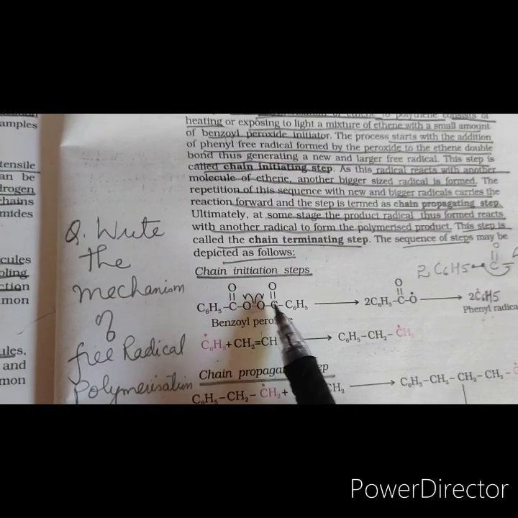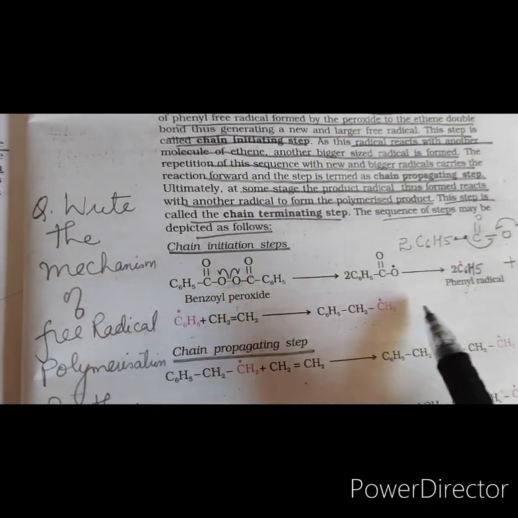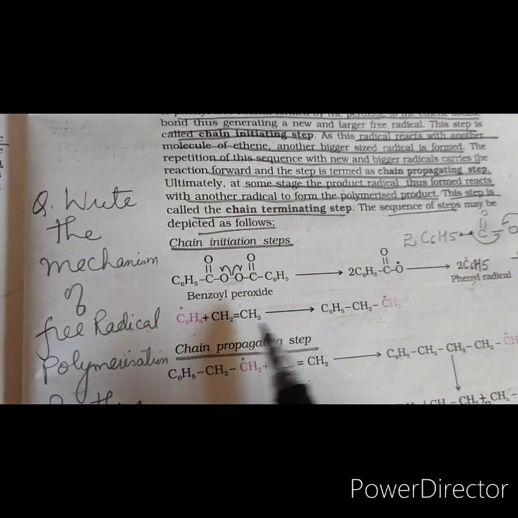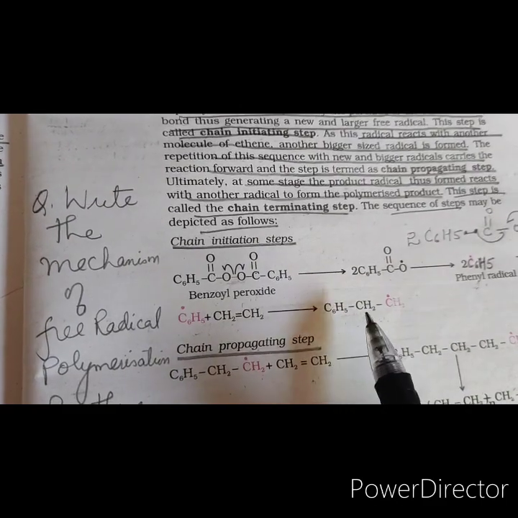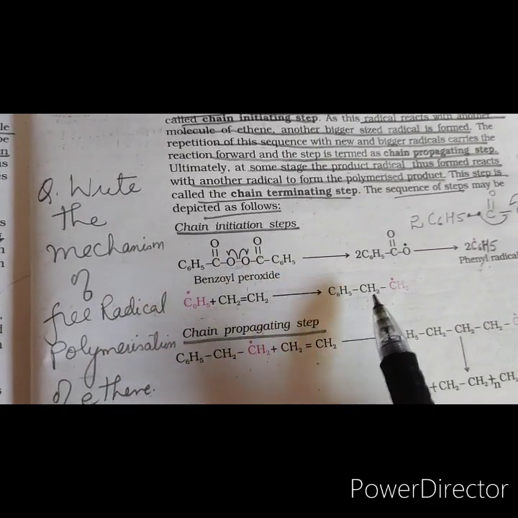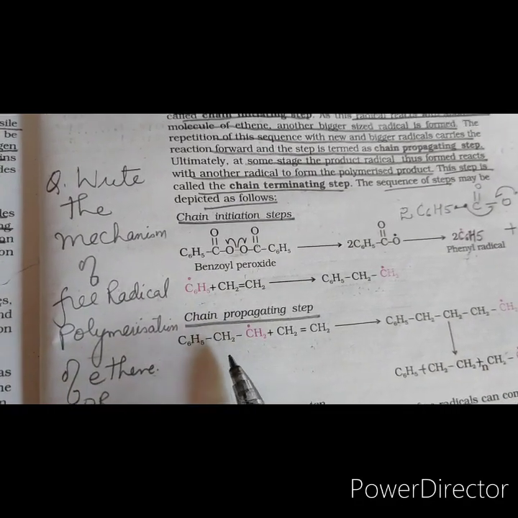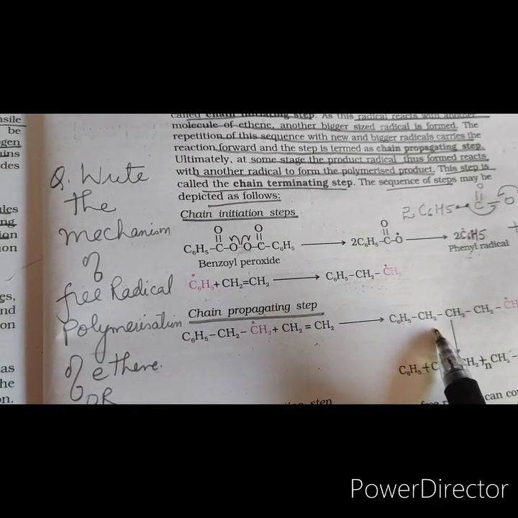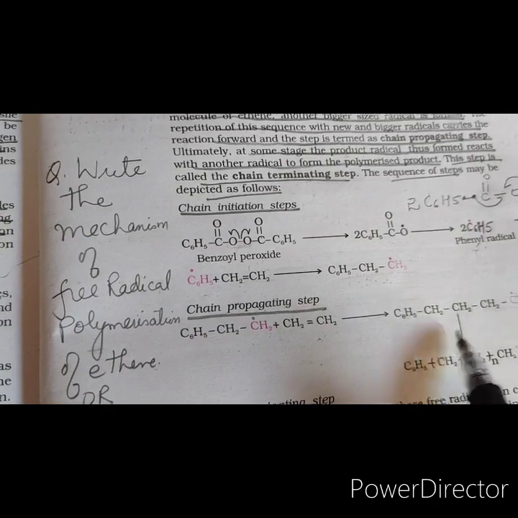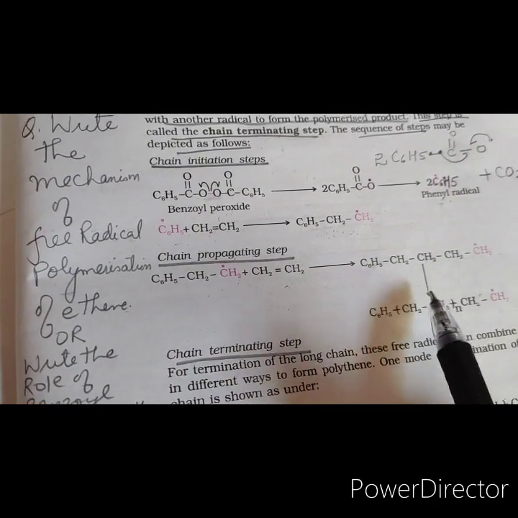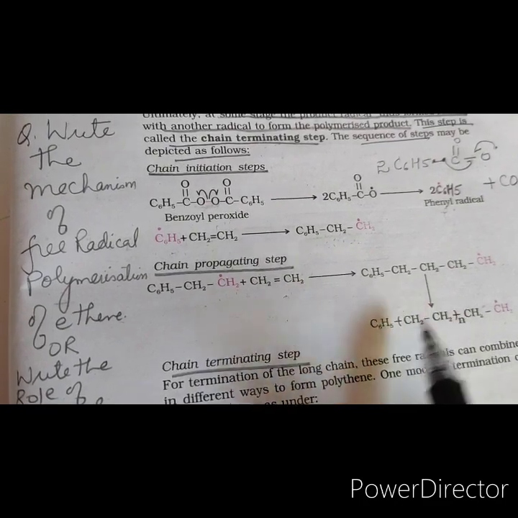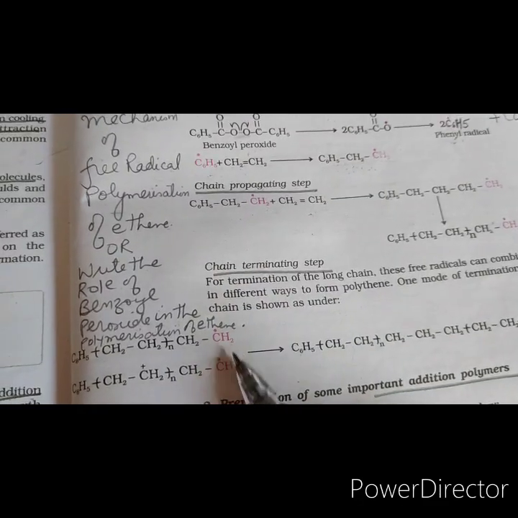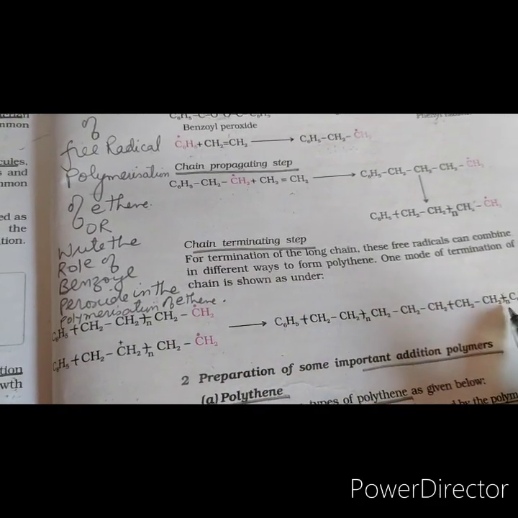So we see that in the chain initiation step, the benzoyl peroxide first generates the phenyl radical. This phenyl radical adds to a molecule of ethene to form another free radical. This happens in the chain initiation step. Then in the chain propagation step, this radical adds to another molecule of ethene to form a new and bigger radical, and the reaction is carried forward, and so a large number of ethene molecules add this way and the chain keeps on growing. Now in the chain terminating step, the radicals join together and they form the polymerized product.